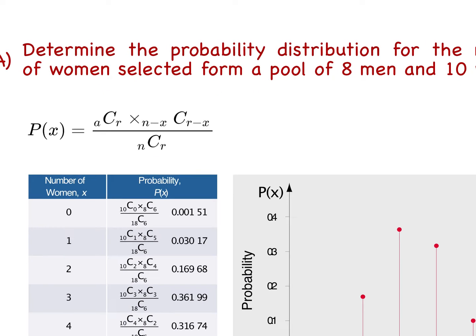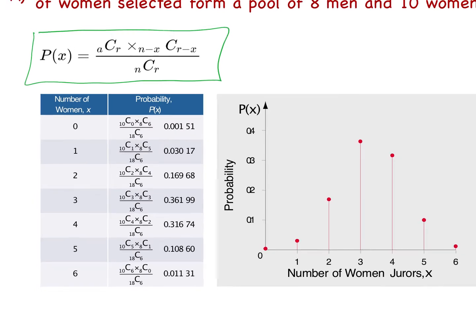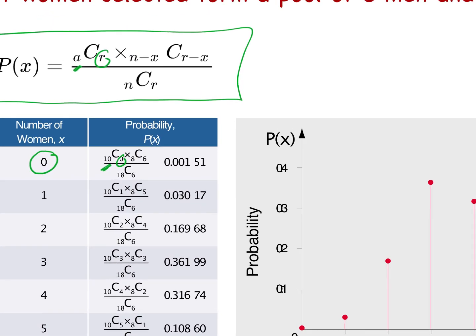So the overall formula is here, probability of X, and that translates into the calculations in the table. So you can see when we have no women selected, that R becomes 0. And we're choosing from 10. So placing our values, A is 10, R is 0, and then N minus A becomes 8, and R minus X becomes 6. So that's 0 women, 10 men, all over the total, choose 6.